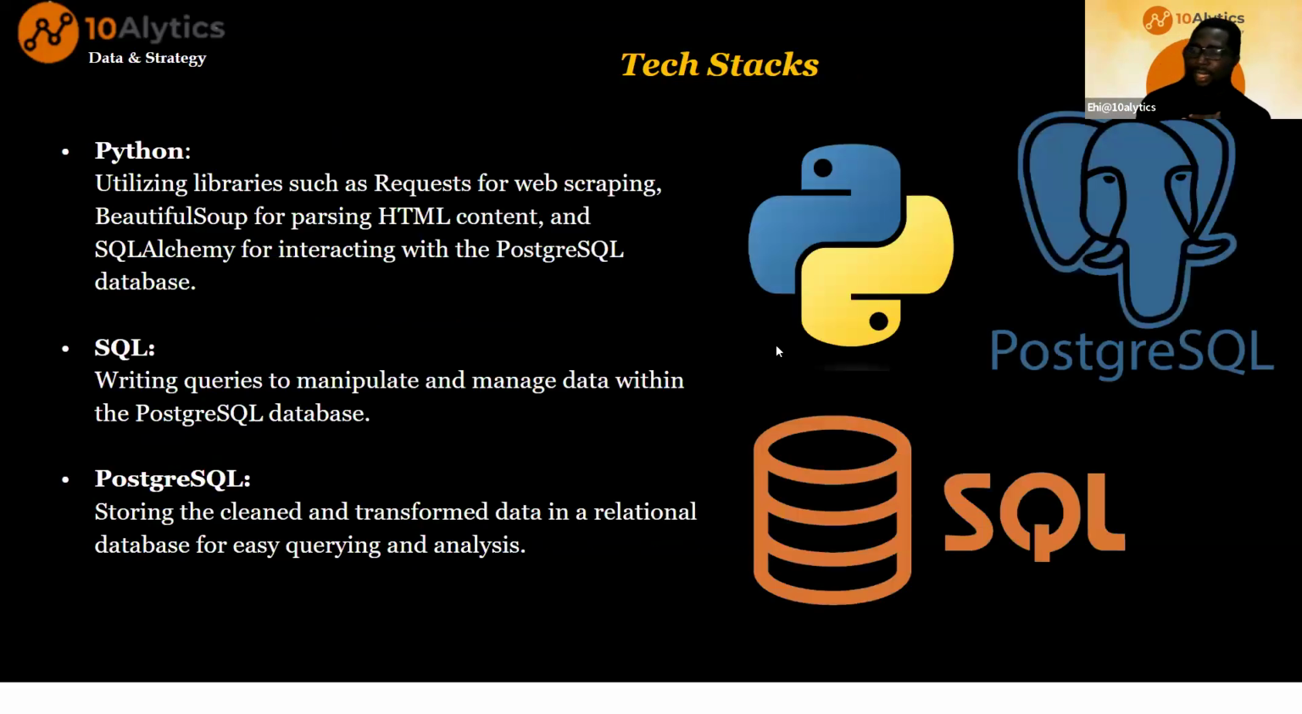Now, what are the tech stacks you're going to be using? In particular, you're going to need Python. Python is going to be the primary language that you'll be using to write this code and to carry out the web scraping. And in Python, you'll be using requests for web scraping, Beautiful Soup for interpreting the HTML content, SQL Alchemy for interacting with your database. When you've loaded the data into your database, you can use SQL to write queries to find out information on your database. Pretty easy. Then the database in question that will be used will be the PostgreSQL database. Easy, right?